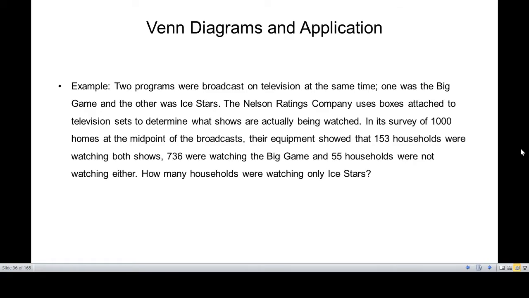Two programs were broadcast on television at the same time. One was Big Game and the other one was iStars. A company uses boxes attached to TV sets to determine what shows are actually being watched. In a survey of 1,000 homes, their equipment showed that 153 households were watching both shows, 736 were watching Big Game, and 55 households were not watching either game. How many households were watching only iStars?